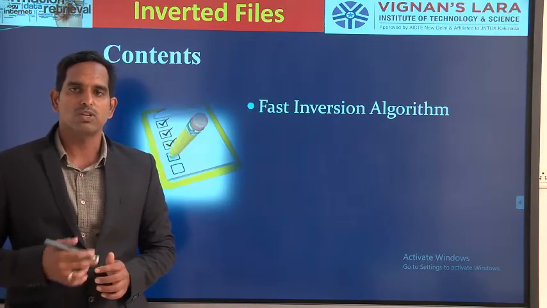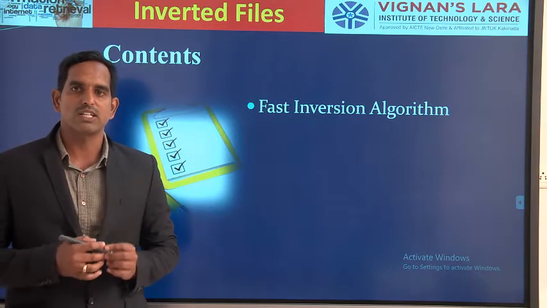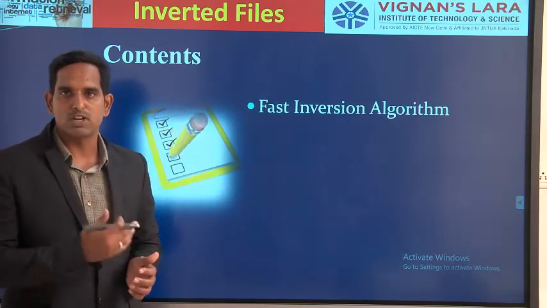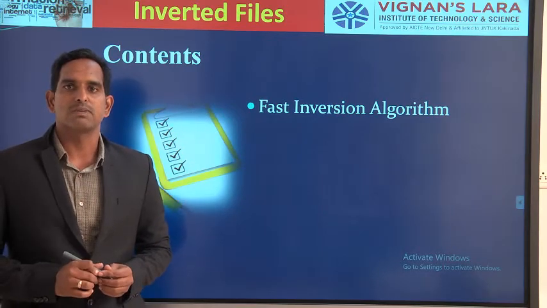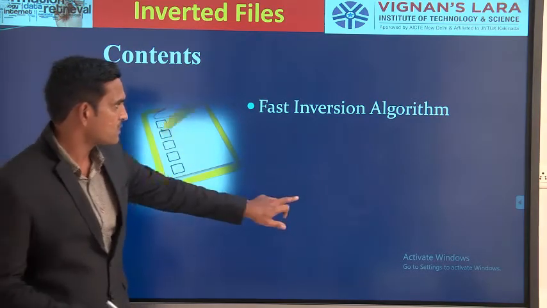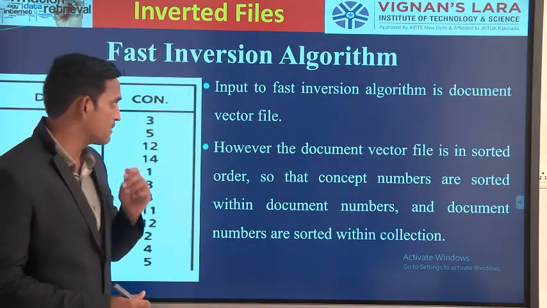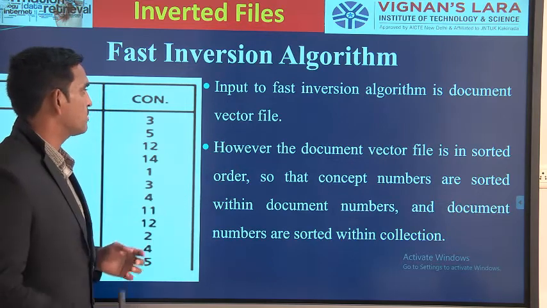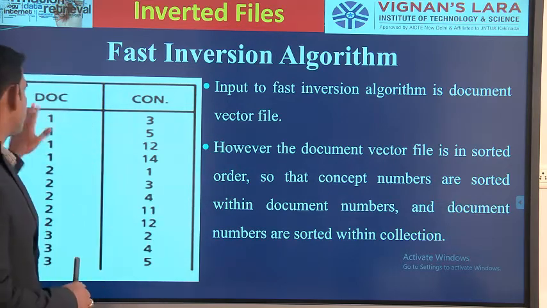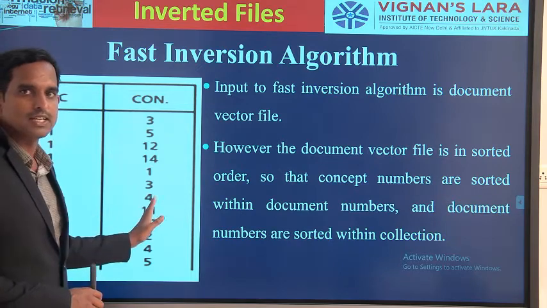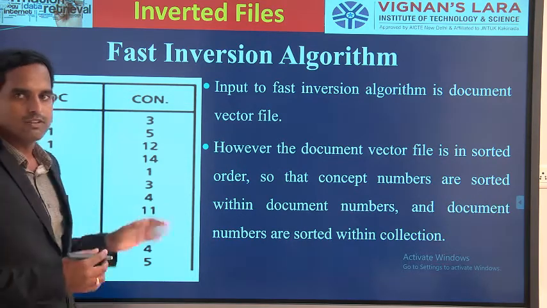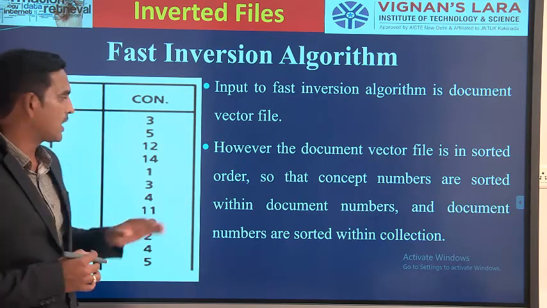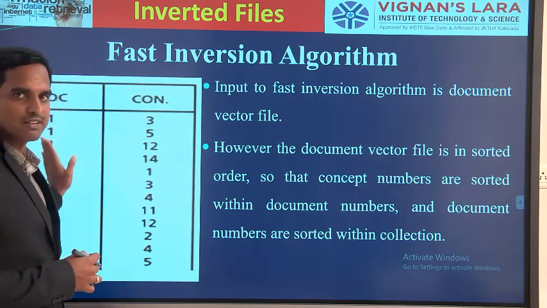In this session, we will be looking at how the construction happens and what are the various phases the algorithm has to go through to get the fast inversion algorithm inverted index. As I told you in the previous session, the input to the fast inversion algorithm is your document vector file, where you will be having your set of documents and their concerning concepts. Each and every unique word present in a particular document will be treated as a concept, and we will be having a set of concepts for each and every document.